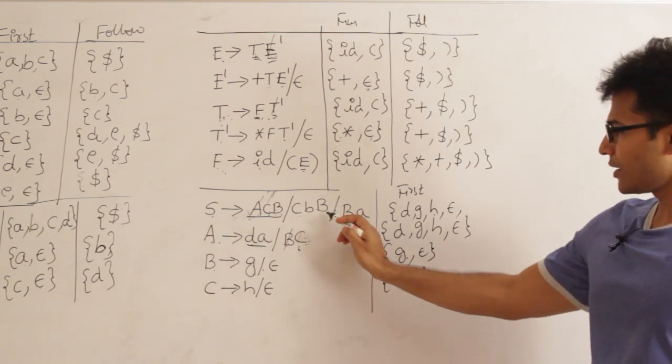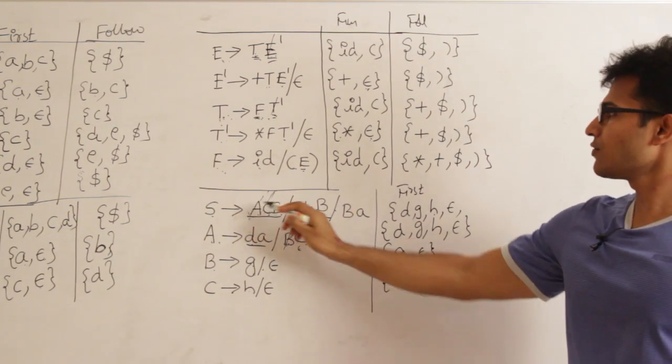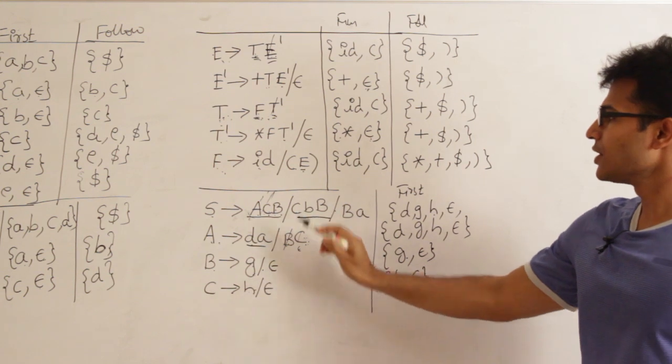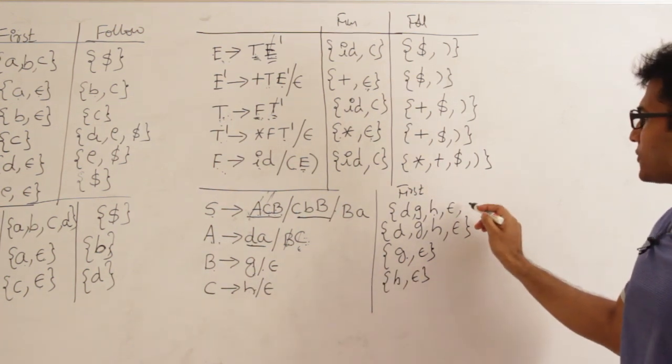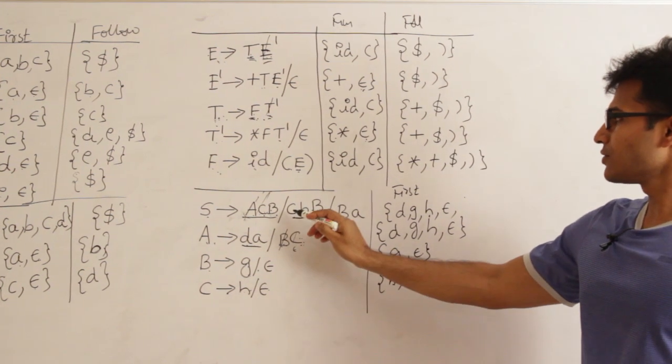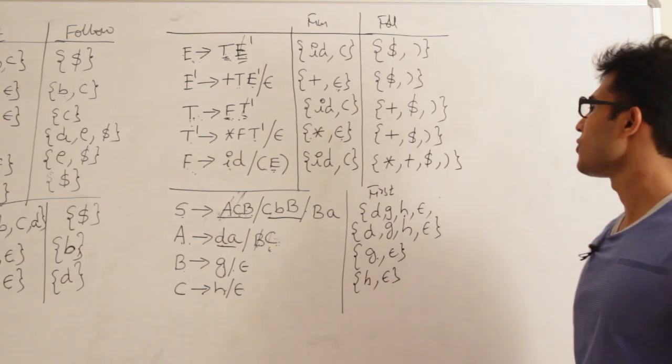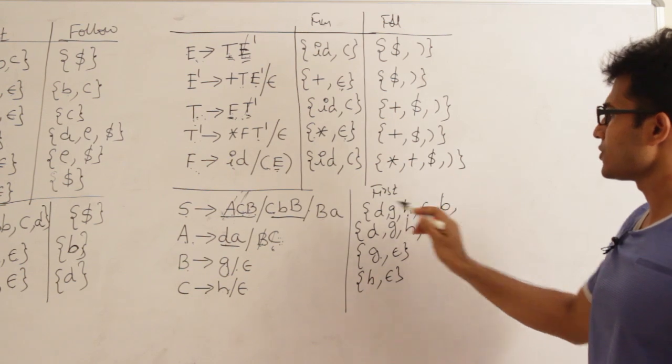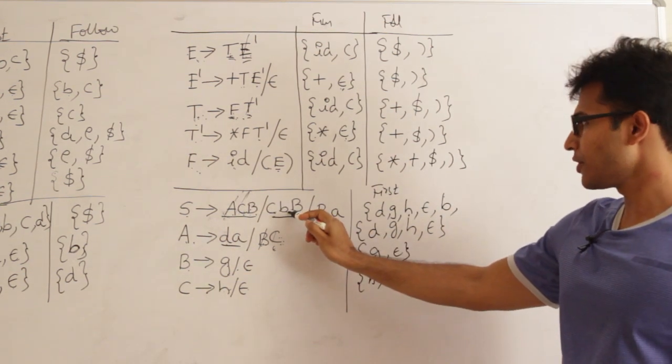Now because of this second production, what is first of S? First of S is first of C. What is first of C? H comma epsilon. Write H, which is already there, and epsilon you don't write it here, you substitute here. Then what do I get? Small b. Therefore first of S is small b because of this production.